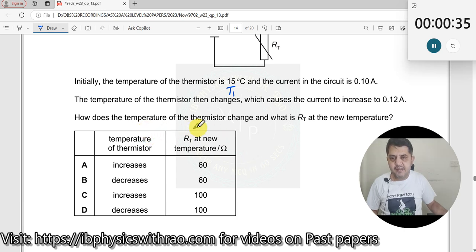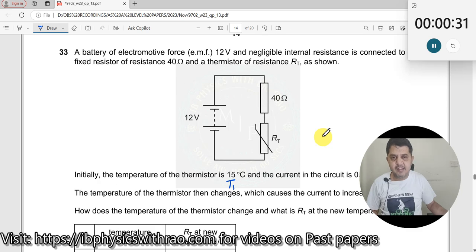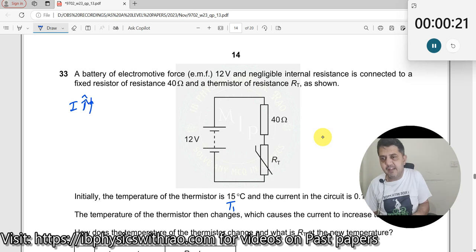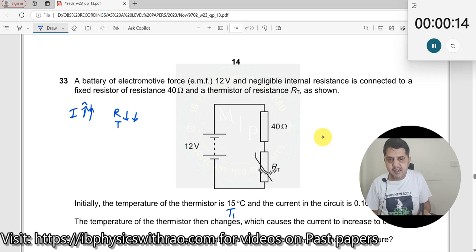How does the temperature of the thermistor change, and what is RT at the new temperature? Whenever you are using a thermistor and you observe that the current is increasing, what does it mean in a circuit? Without changing the rest of the circuit, the resistance should decrease. The thermistor resistance should decrease here. If this decreases, then automatically the current increases.